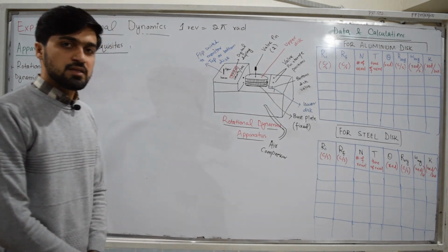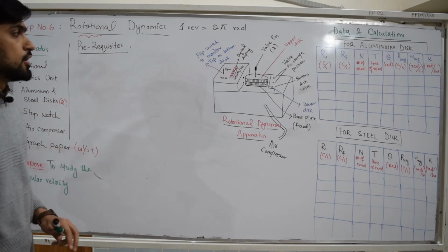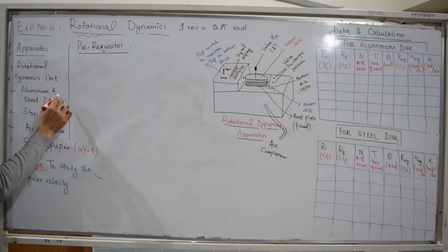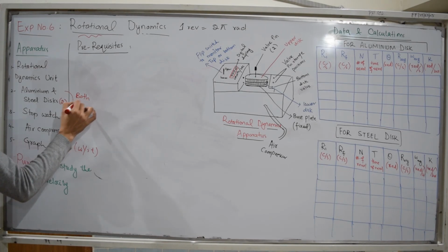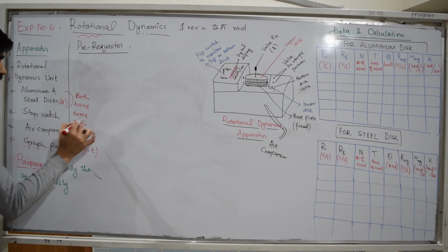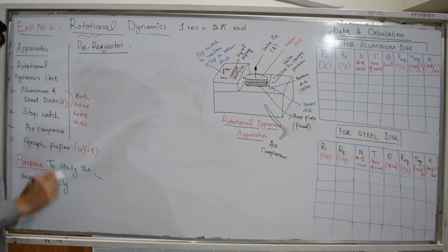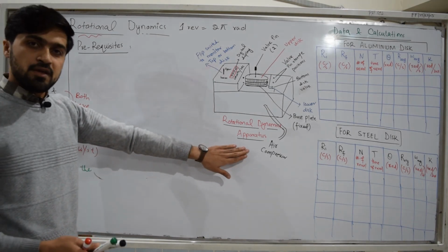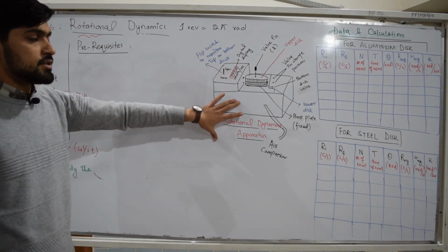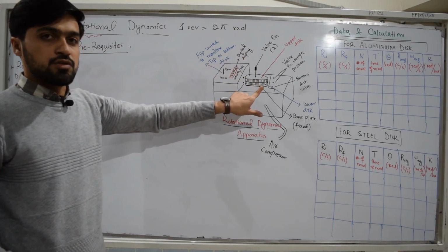One is the aluminium disk and the other one is the steel disk. Keep in mind, both have the same radii. The radii of the aluminium and the steel disks are the same, but the masses are definitely different because the density is different. As you can see, this is the rotational dynamics apparatus, and using this apparatus we will be finding the angular velocity. And how to do it?